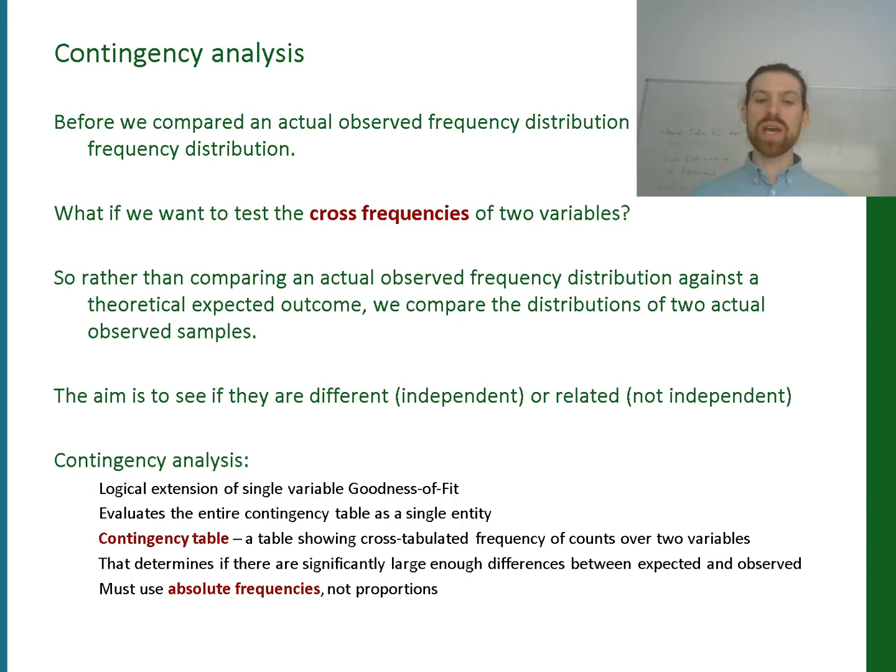We need to evaluate a contingency table, which we're going to run through in a second. Essentially this contingency table just contains a cross-tabulated frequency count across those two variables of interest for us, okay? So this basically helps to determine if there are significantly large enough differences between the expected and observed values. And then just one caveat here is that we've got to use absolute frequencies and not proportions for this particular case, okay?